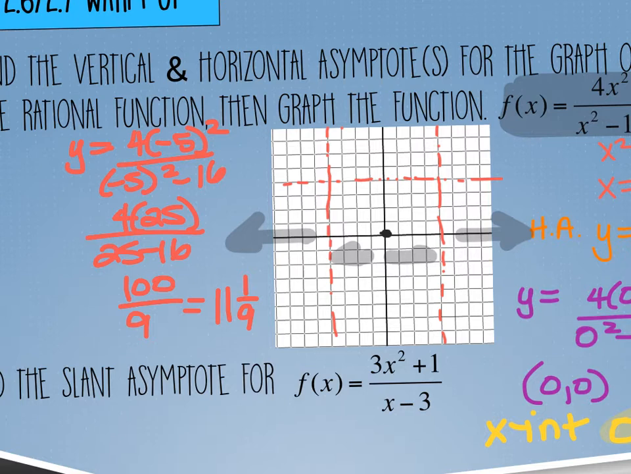So I can go to -5, and 11 1/9 is like somewhere up here. It doesn't have to be exact. And then I know my curve is staying above my horizontal asymptote, which looks like that. Because I know it's symmetric, I know this happens on this side. If you didn't, then you would plug in a point like 5. And I would see that it would also be 11 1/9, and I would plot it above the horizontal asymptote, and follow your curve.